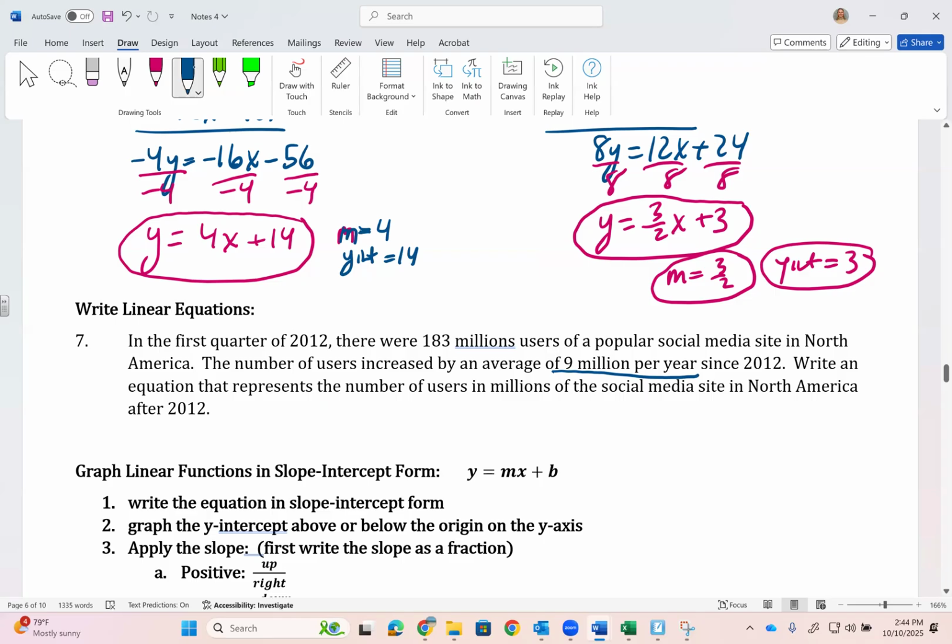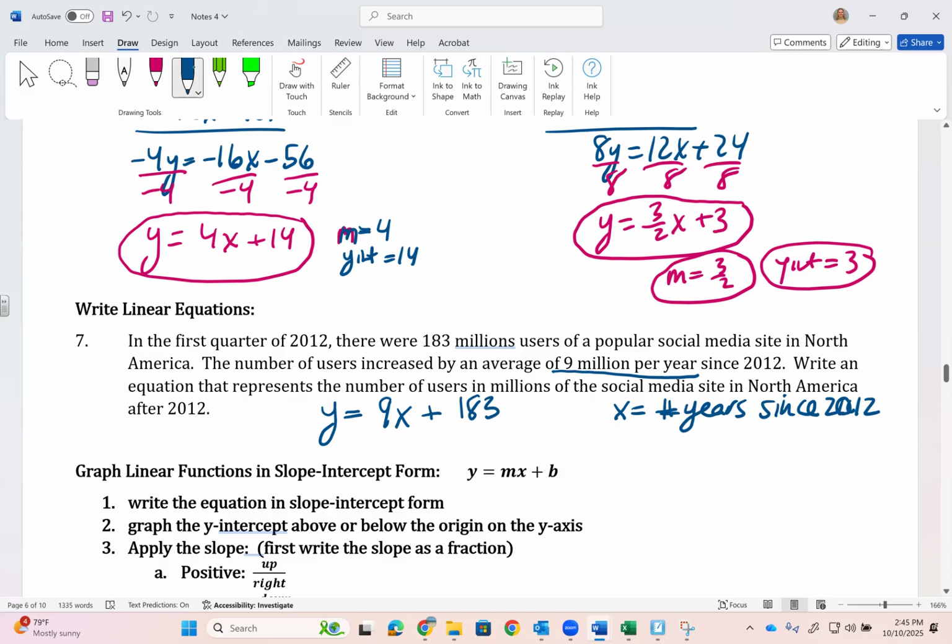What we can think about is how many users are there? Well, it starts with 183. And there's 9 million more every single year. So the rate that it's growing by is 9 every year. So 9x plus 183. So you start with 183, that's your beginning value. That's the y-intercept. And your rate of change is 9 million every year. X equals the number of years since 2012. And we could ask, well, in 2015, how many were there? You could plug in x is 3 and figure out how many users there would be.